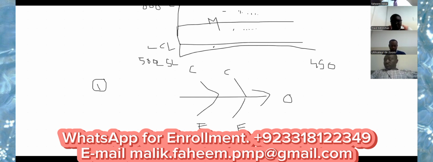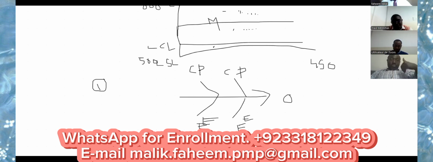Why do we do a root cause analysis? Because we don't want to get the same problem in the future. Okay? Otherwise we will put here process, people, environment, equipment, like that. This is the fishbone diagram or cause and effect diagram. Okay? Is it clear?